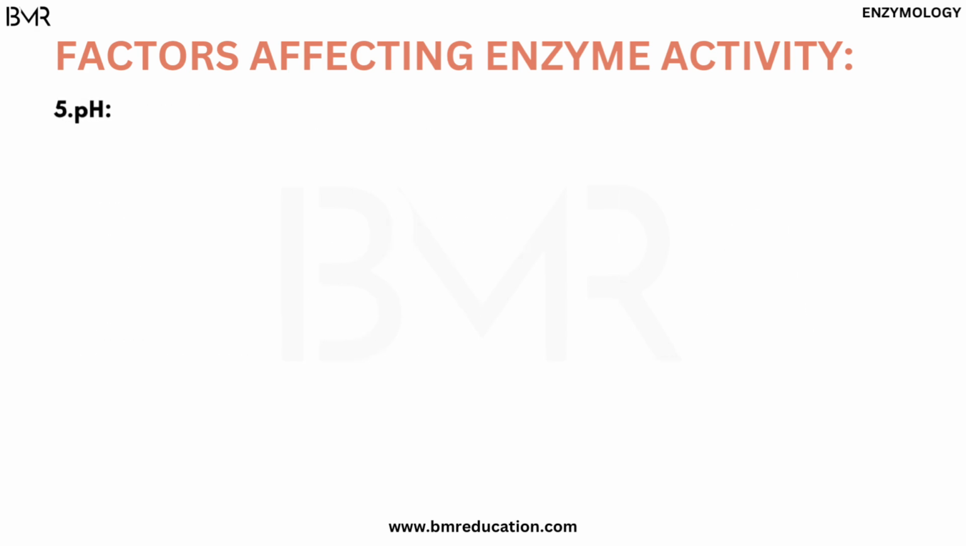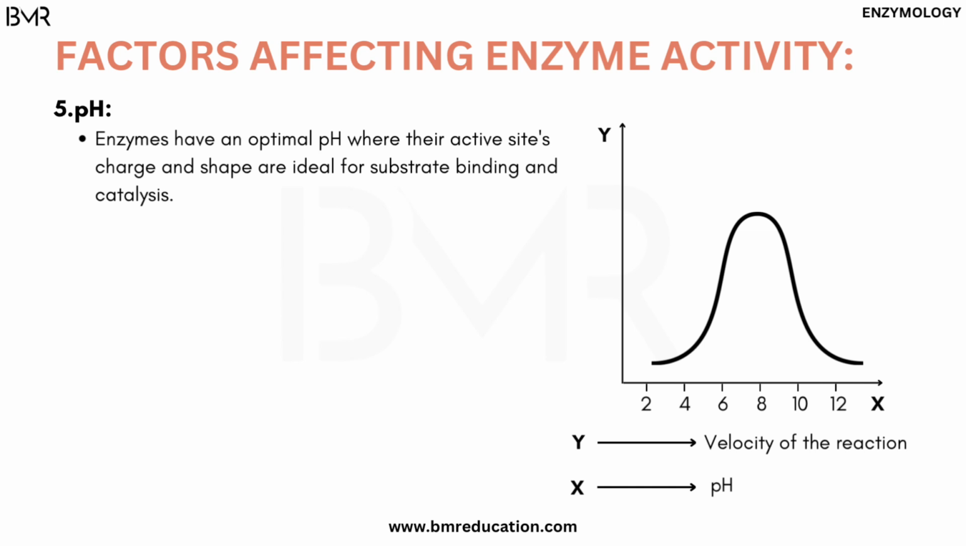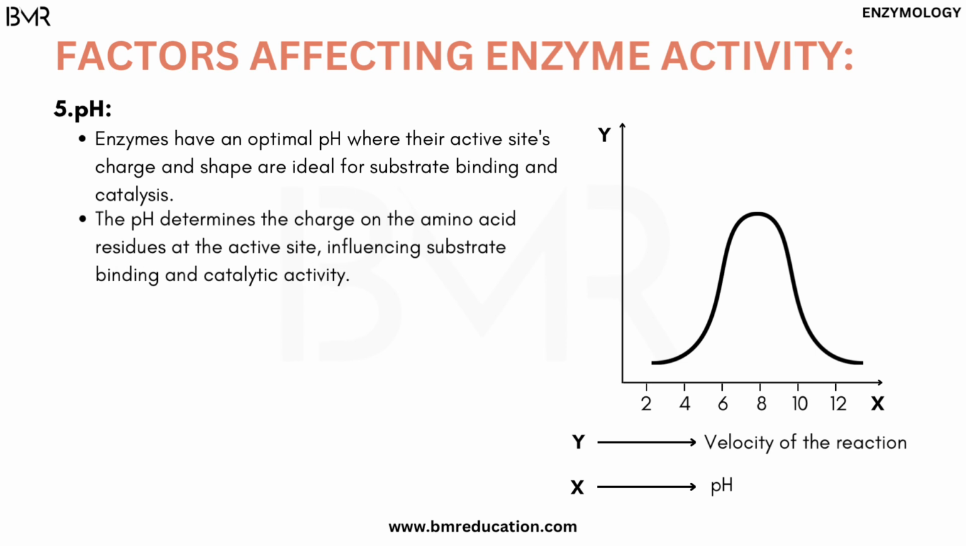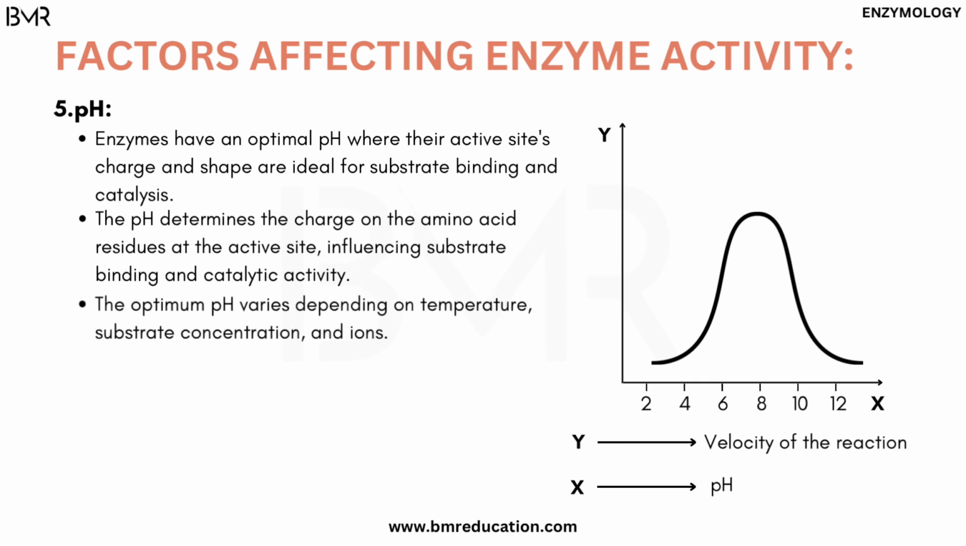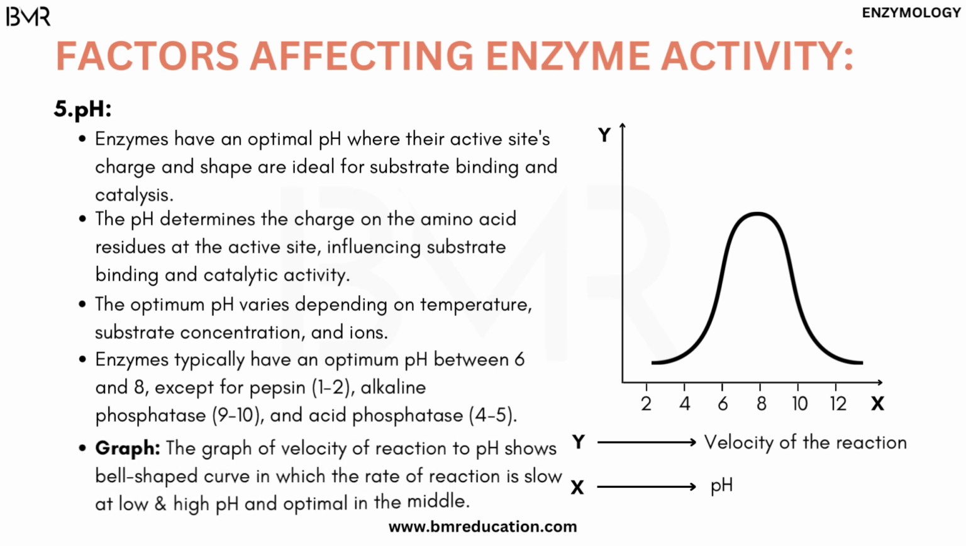The effect of pH on enzyme activity. Enzymes have an optimal pH where their active sites, charge, and shape are ideal for substrate binding and catalysis. The pH determines the charge on the amino acid residues at the active site, influencing substrate binding and catalytic activity. The optimum pH varies depending on temperature, substrate concentration, and ions. Enzymes typically have an optimum pH between 6 and 8. The graph of velocity of reaction to pH shows a bell-shaped curve in which the rate of reaction is slow at low and high pH and optimal in the middle.